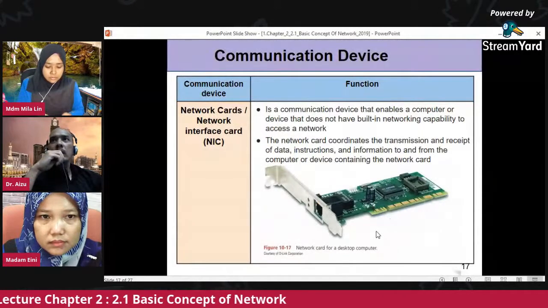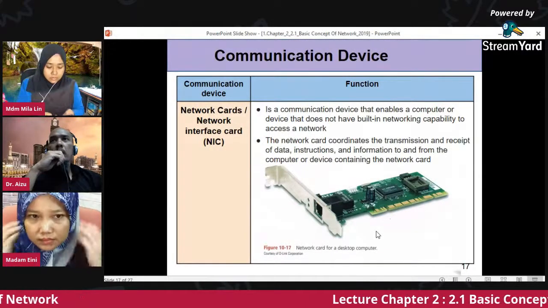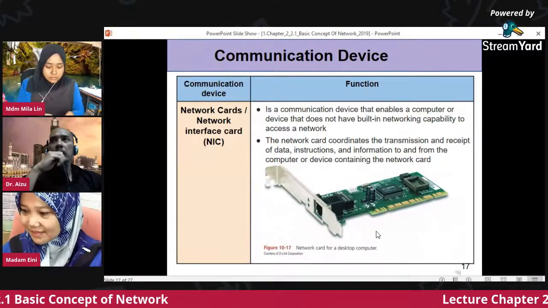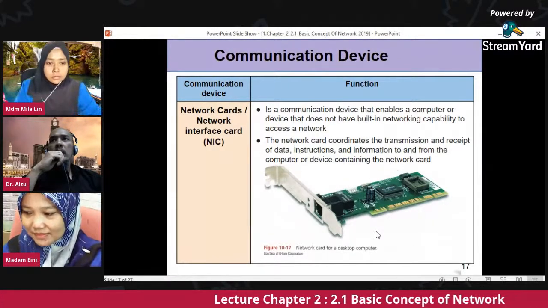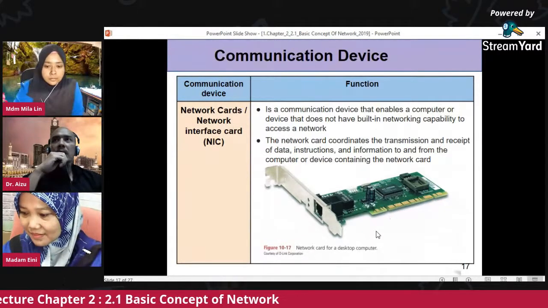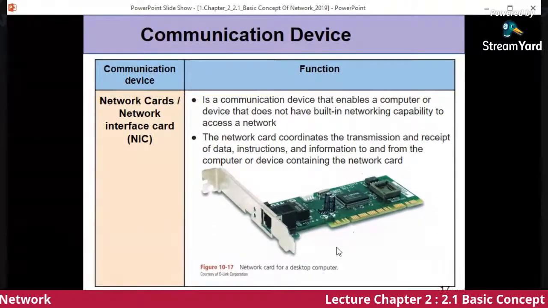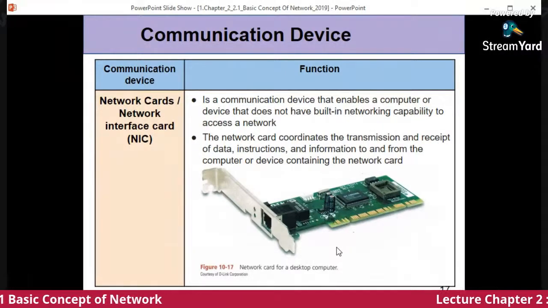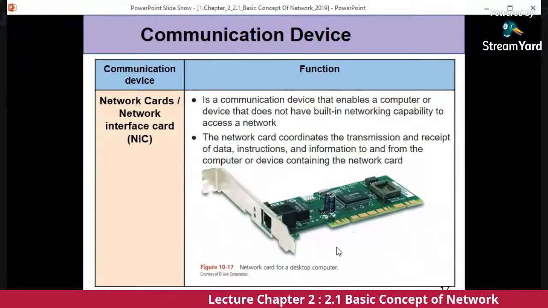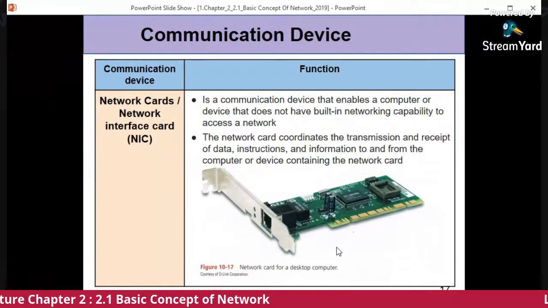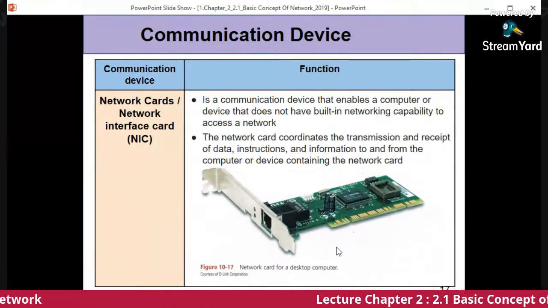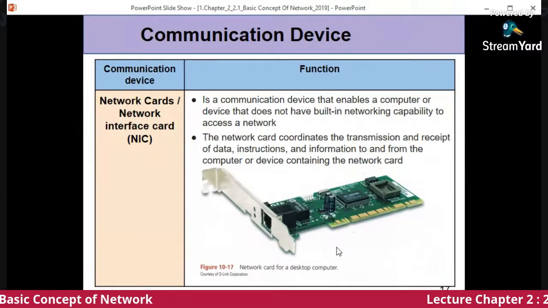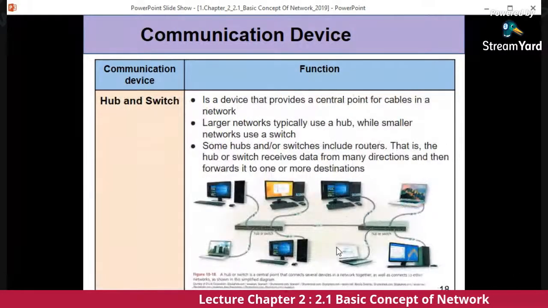Next communication device is network card or network interface card (NIC). A network card is a communication device that enables a computer or device that does not have built-in networking capability to access a network. The network card coordinates the transmission and receipt of data, instructions and information to and from the computer or device containing the network card. So if your computer doesn't have internet connection, you should have a network card to allow you to access the internet. If you refer to the current computer, laptop, notebook, netbook, most probably they all have the built-in network card. So you don't have to buy the external network cards.